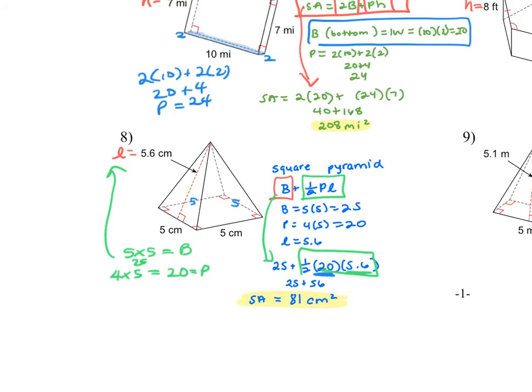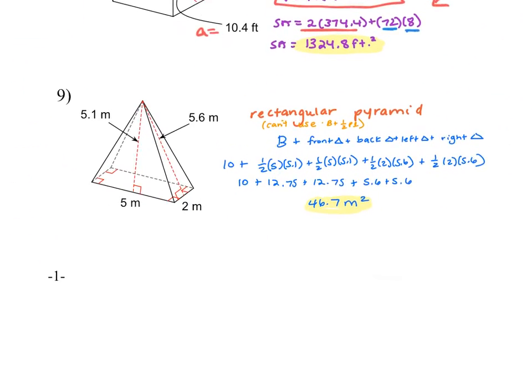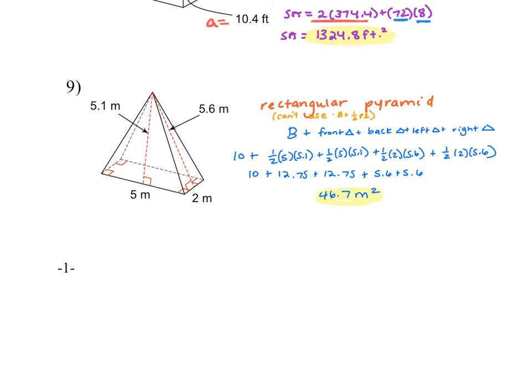Let's go to number 9. Now, for the rectangular pyramids, we can't use the formula. What we need to do is find the areas of all of the faces separately and add them up. However, what's nice when it's a rectangle base is that the front and the back triangles are the same, and so are the left and the right. So I still need to find the area of the base, which is down here, and it's a rectangle, so 5 times 2, and that gives me 10.